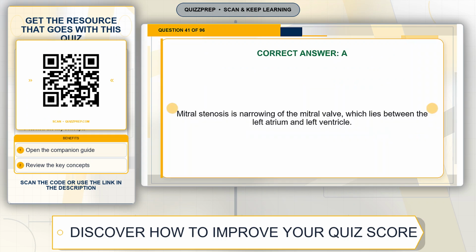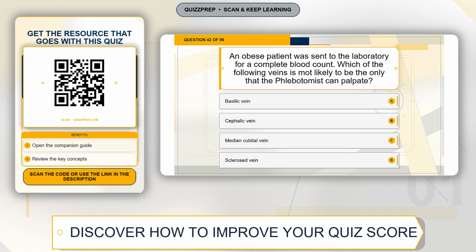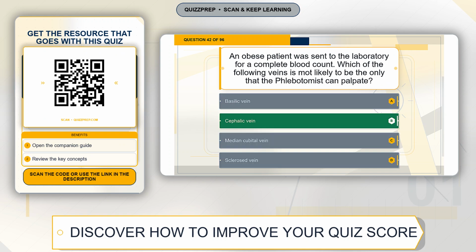Explanation. Mitral stenosis is narrowing of the mitral valve, which lies between the left atrium and left ventricle. Question 42. An obese patient was sent to the laboratory for a complete blood count. Which of the following veins is most likely to be the only one that the phlebotomist can palpate? Option A, basilic vein. Option B, cephalic vein. Option C, median cubital vein. Option D, sclerosed vein. The correct answer is option B, cephalic vein.